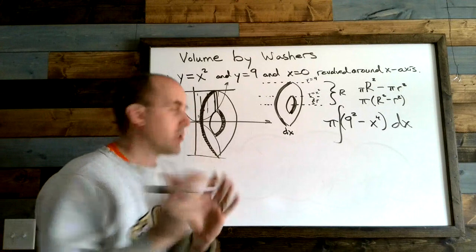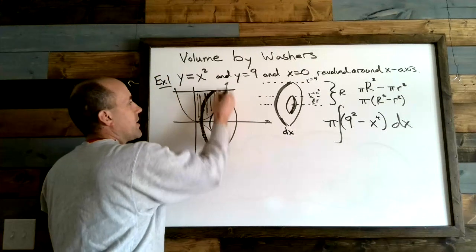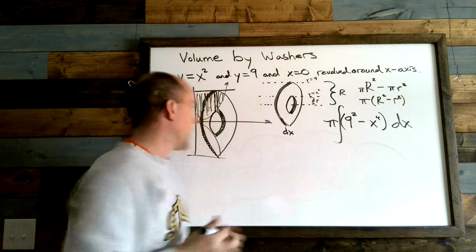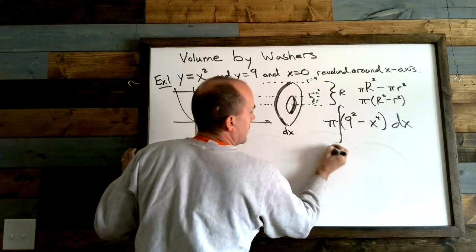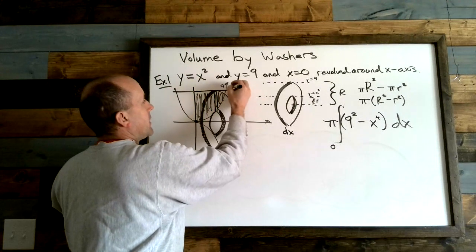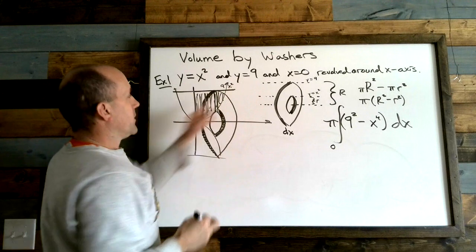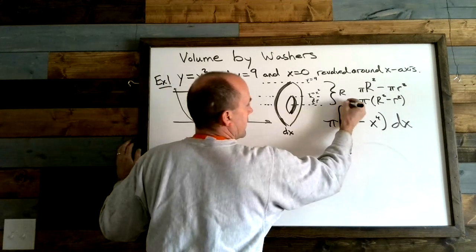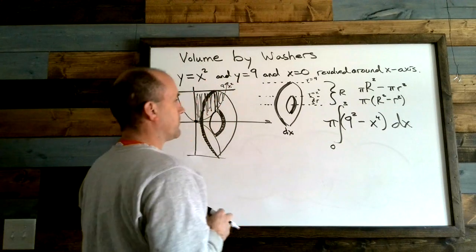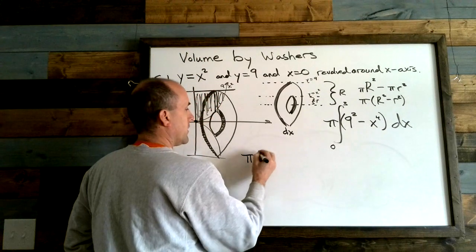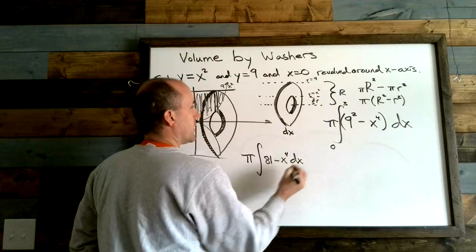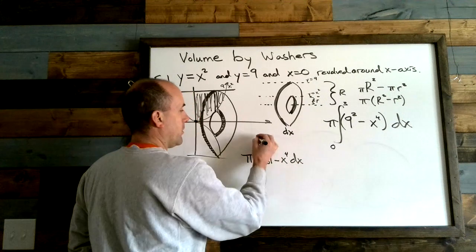If you look back at your original area, this is our original area, we integrate our x values. So we started here at 0, and we're going to go all the way over to, well, if this is 9 and this is x squared, what is the x value here? The x value is 3. And now we can go through our integration process. So we have pi times the integral of 81 minus x to the 4th dx, evaluated from 0 to 3.